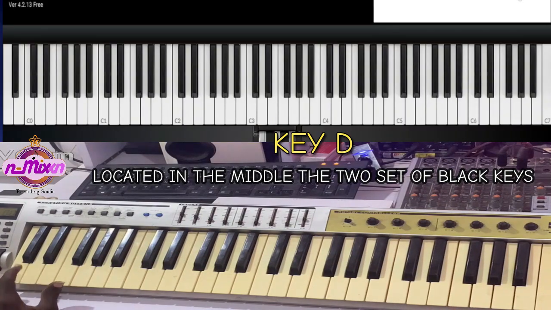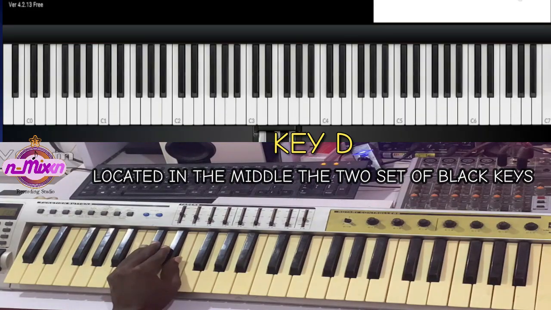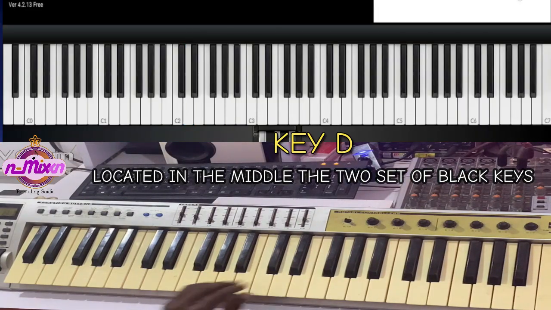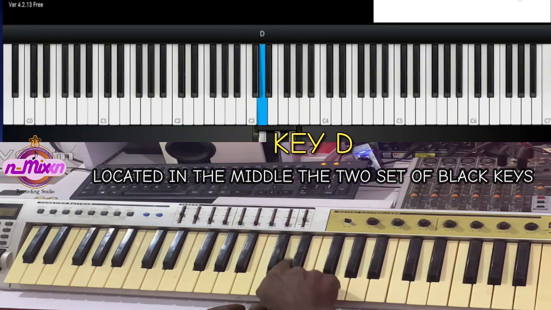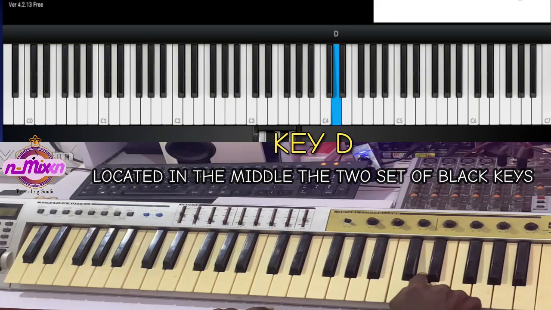So we said this is D. And the description is that it is found in between 2 black keys. That's the 2 sets of black keys. That's where you find D. We have 2 sets of black keys here.